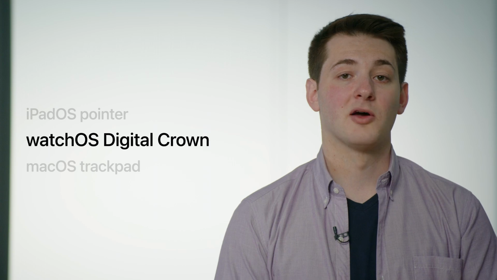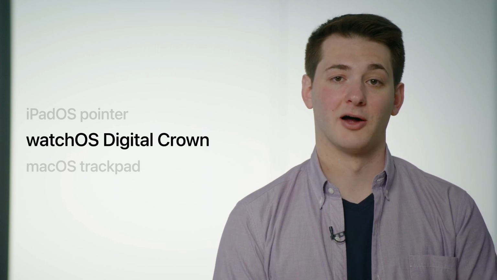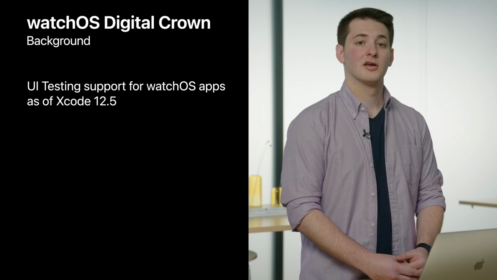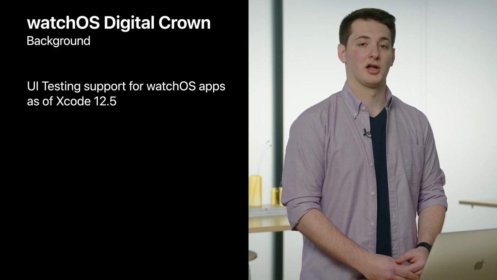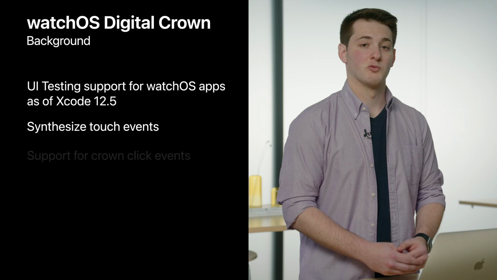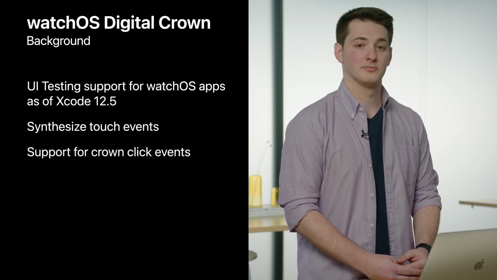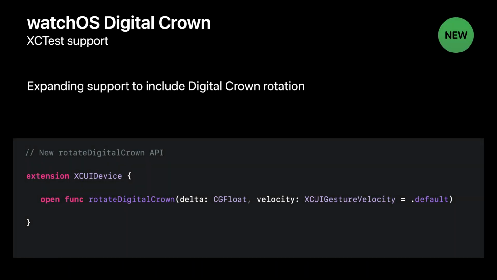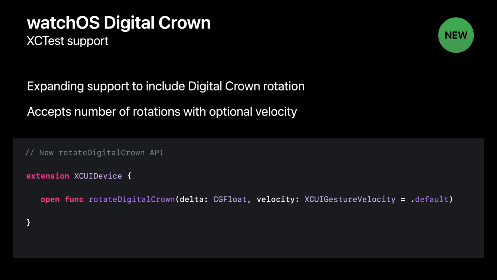Let's talk about some new ways to interact with devices on other platforms, more specifically, watchOS and the digital crown. As you may already know, Xcode 12.5 introduced UI testing support for watchOS apps. This support includes methods newly available on watchOS for synthesizing touch events, as well as hardware button events like clicking the crown. In Xcode 13, we're expanding the support with a new method for synthesizing digital crown rotation. This method requires just one parameter, the number of rotations, and has an optional velocity parameter to specify the speed at which the crown should be rotated.